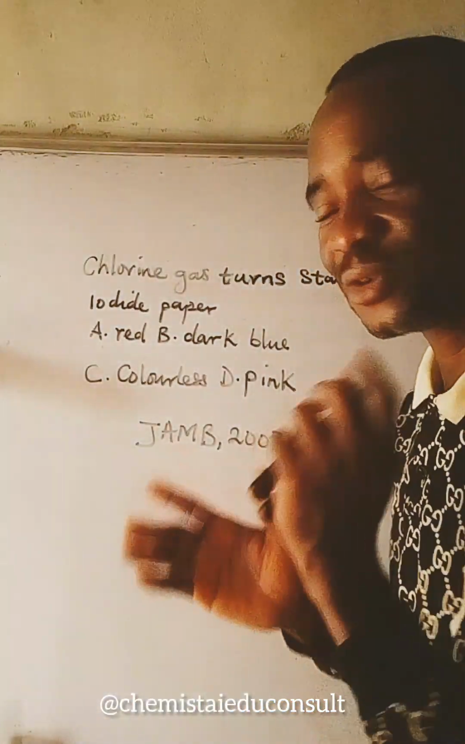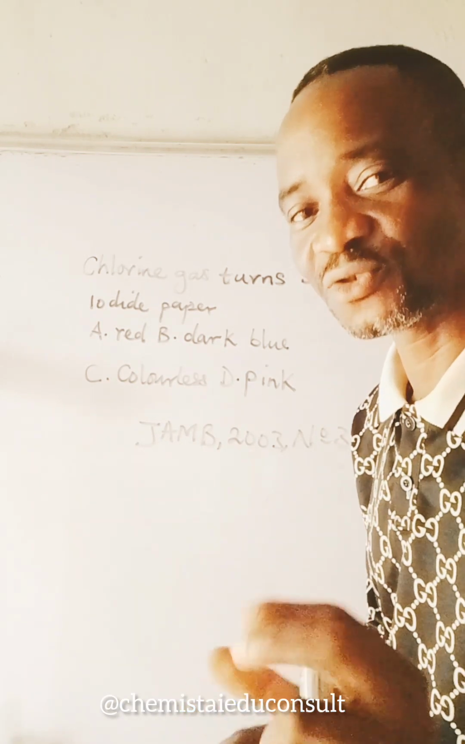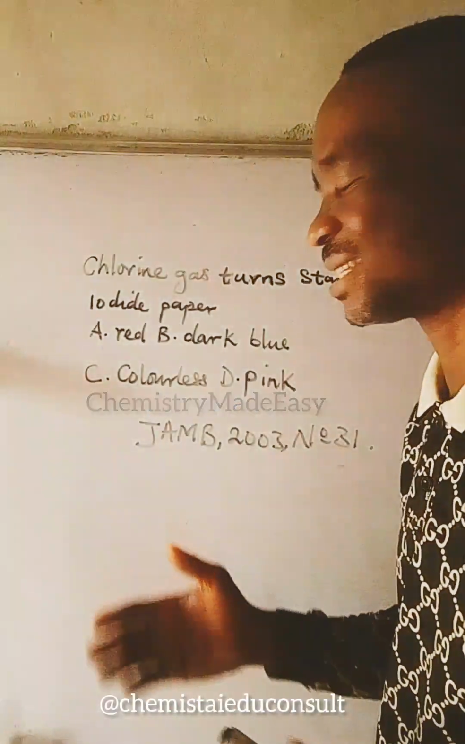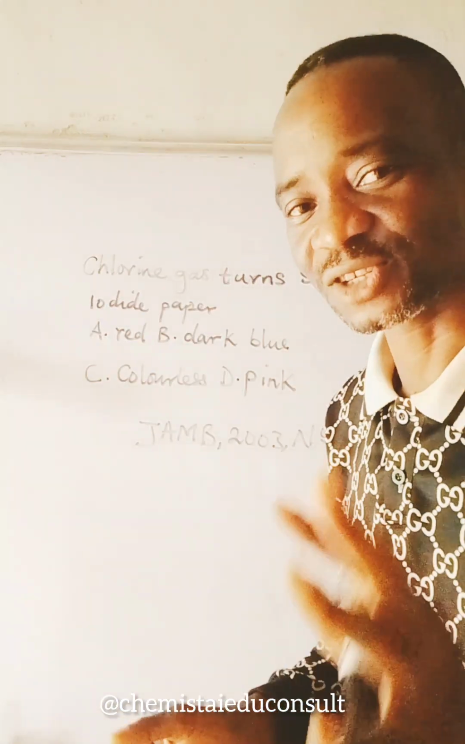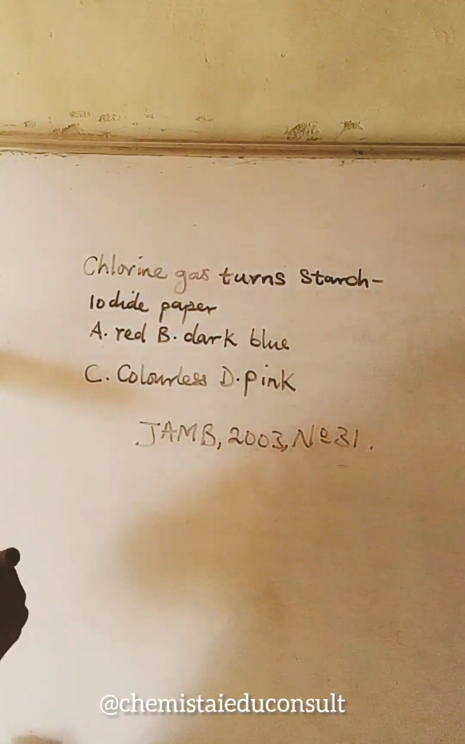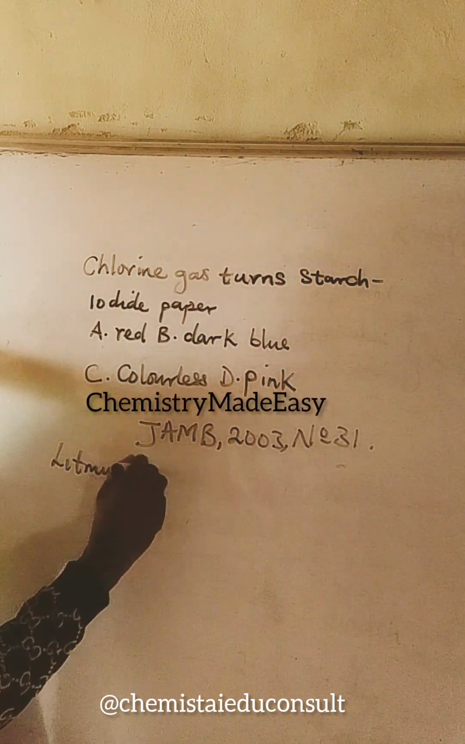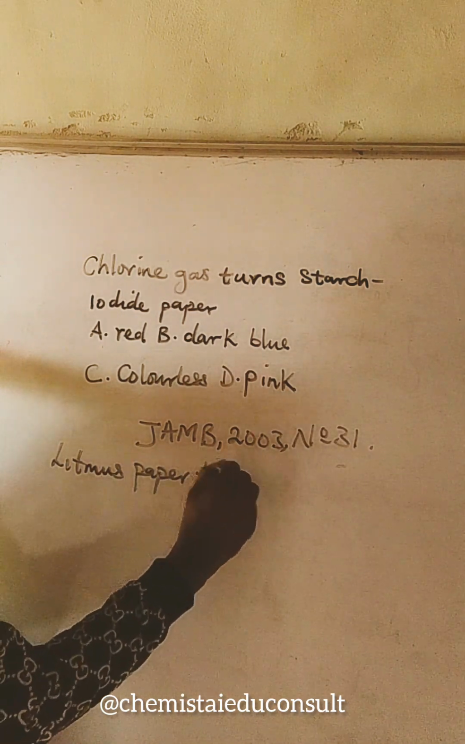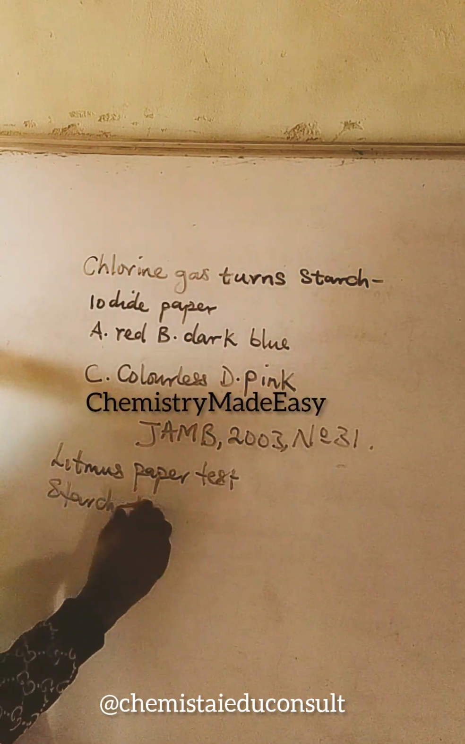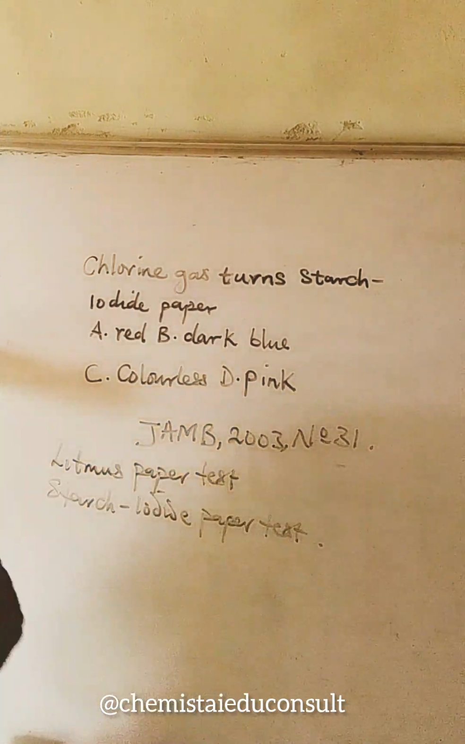are taught only one test for chlorine, that is litmus paper test. But there are two main tests for the presence of chlorine. So if you suspect any gas to be chlorine, you can subject it to two laboratory tests. Number one test is litmus paper test. Number two is starch-iodide paper test. These are the two tests.